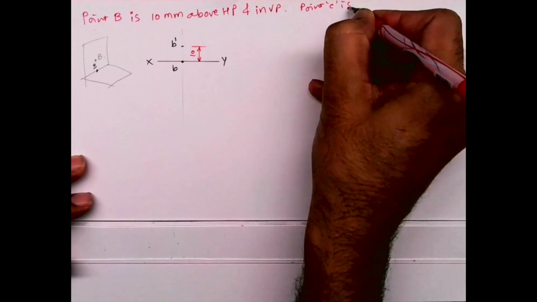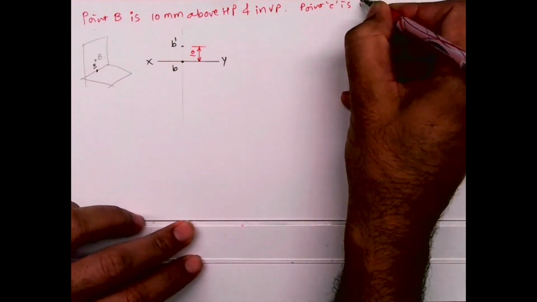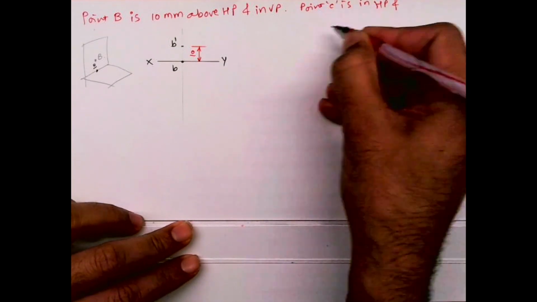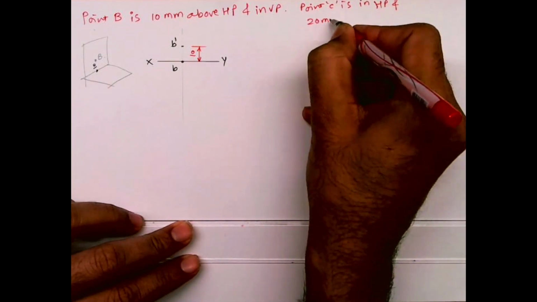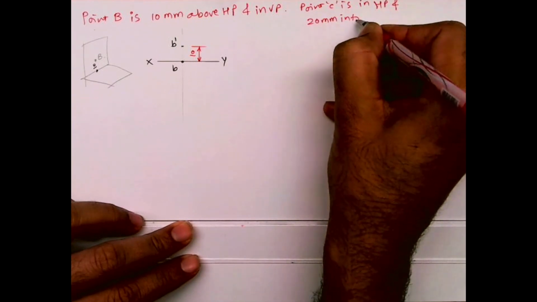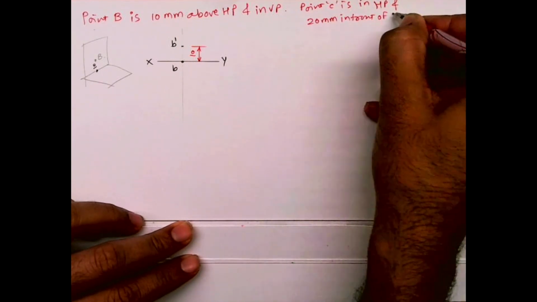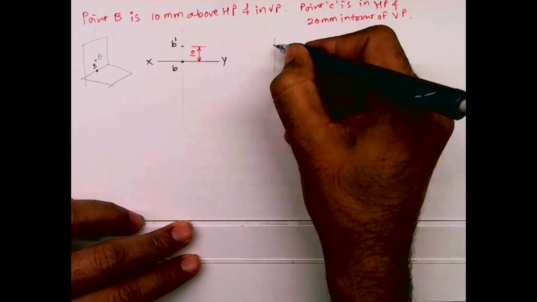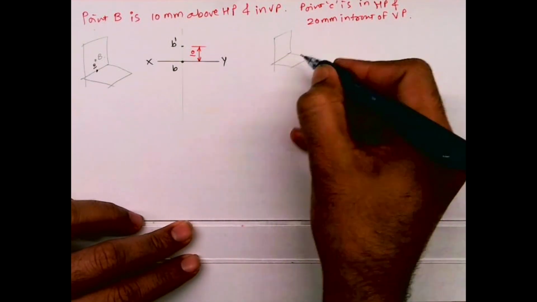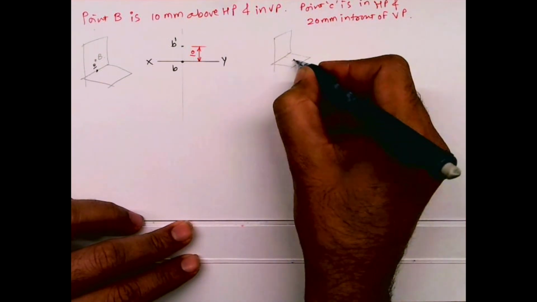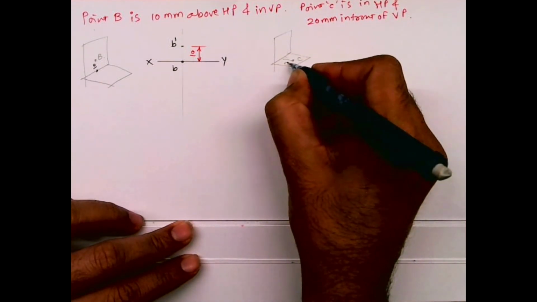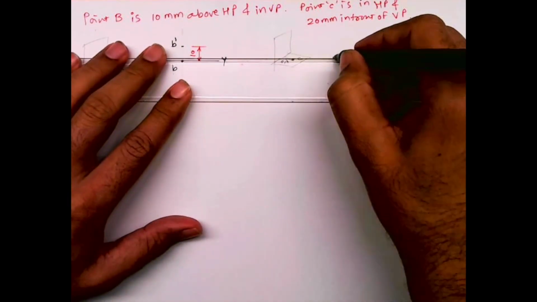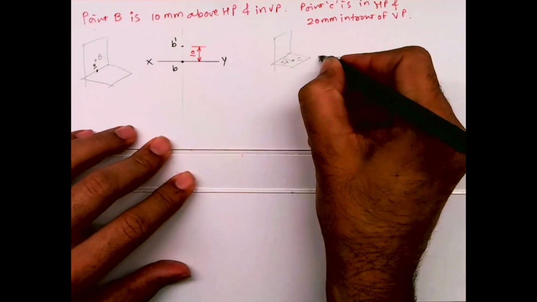So point C is 20 mm in front of VP. It is in HP and 20 mm in front of VP. When they say it is in front of VP, it will go below XY line. See, it is like this. See why it goes below XY line? Because we need to rotate the horizontal plane. See, it is like this. It is in HP, so when the observer sees from the front, he will see it on XY line.